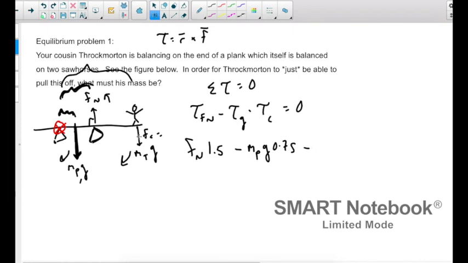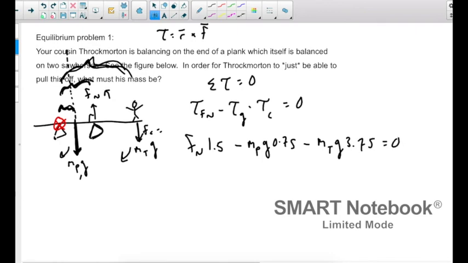minus Throckmorton's contact force causing a torque is going to be the mass of Throckmorton times little g times his distance. And this time, we know he's 3 meters from the middle, and once again the middle is right here. And the middle is 0.75 meters from this sawhorse. So we know that his distance away from the axis of rotation is 3.75.